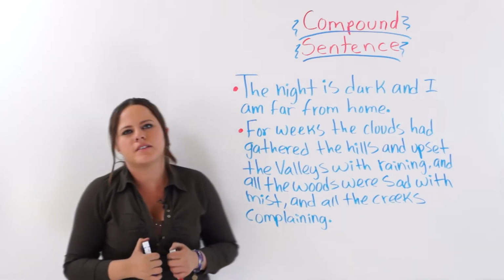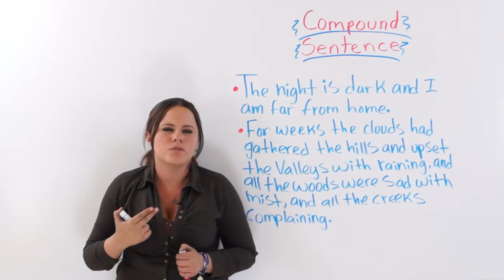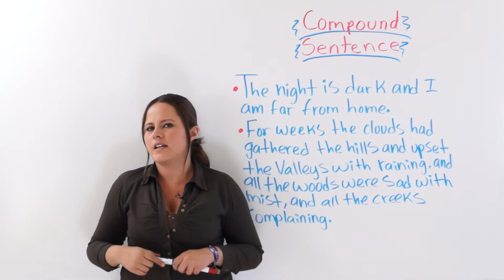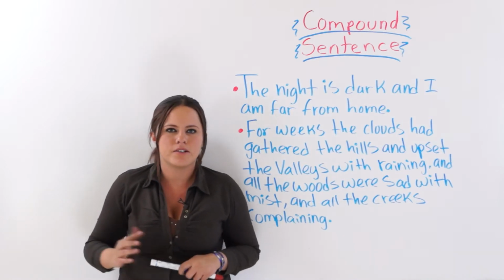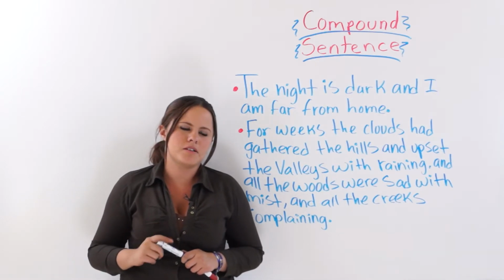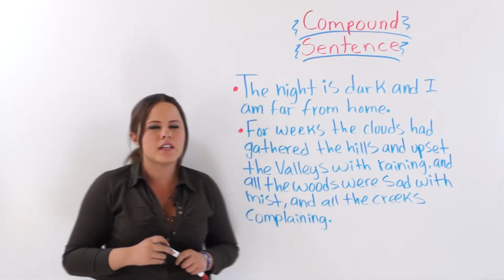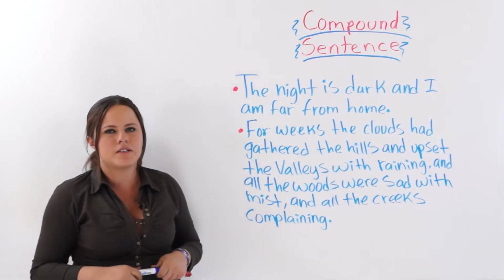Compound sentences consist of two or more independent clauses. Well, we already know that an independent clause consists of one subject and one predicate that makes sense by itself, that alone could be a sentence.